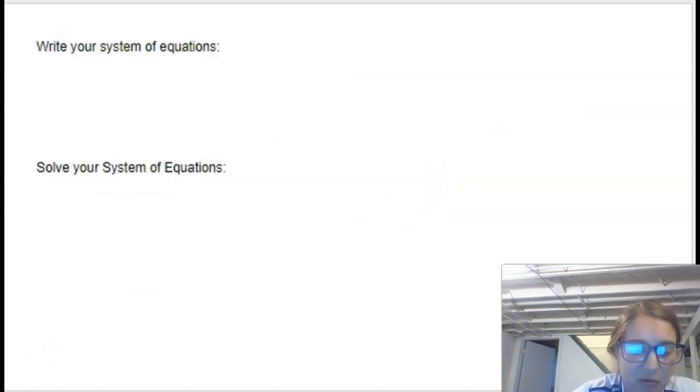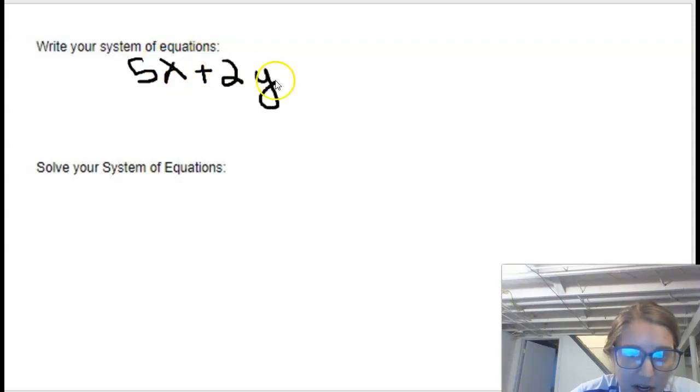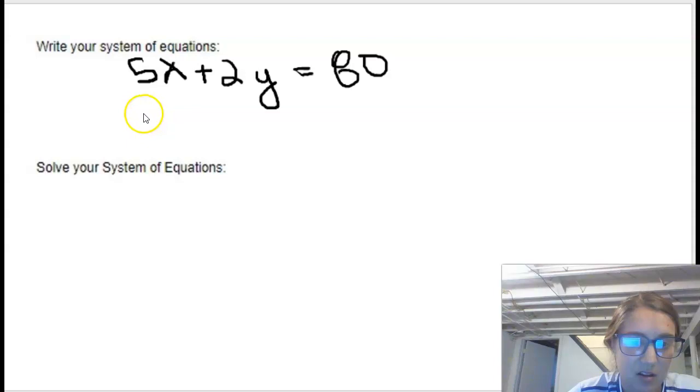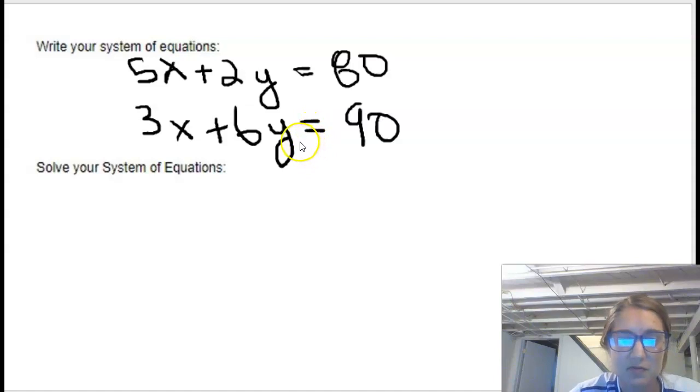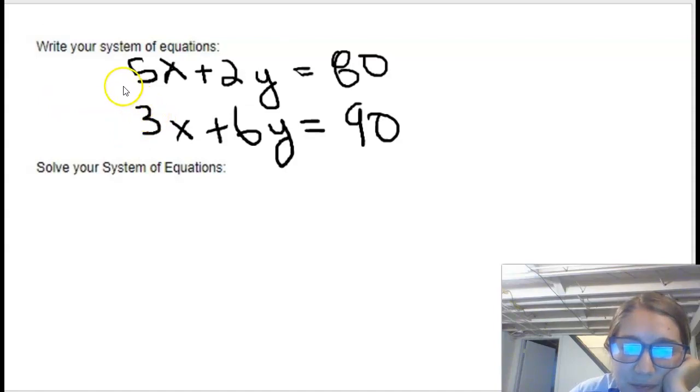So now we want to write an equation. We're going to write one equation for Brutus and one equation for Caesar. So let's start with Caesar. Caesar sold 5 apples and 2 lemon meringue for a total of $80. Brutus sold 3 apple and 6 lemon meringue for a total of $90. So now I need to figure out a way to solve these. So these are my 2 equations.